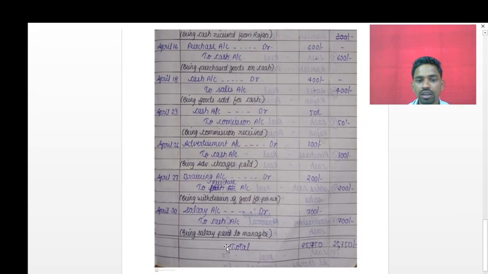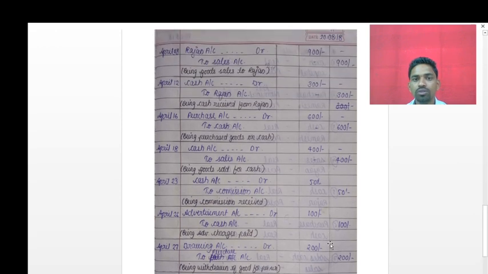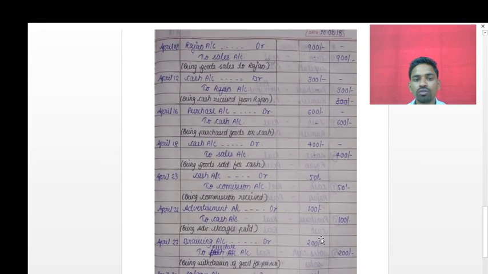And lastly, we have to calculate the total of the debit column as well as the credit column. It will be the same. If it is not the same, then your problem will be wrong. So it will come for 5 marks like this. The problem should tally, the debit total amount column as well as the credit total column should tally. So like this we have to solve the problem. I hope you understand this problem.